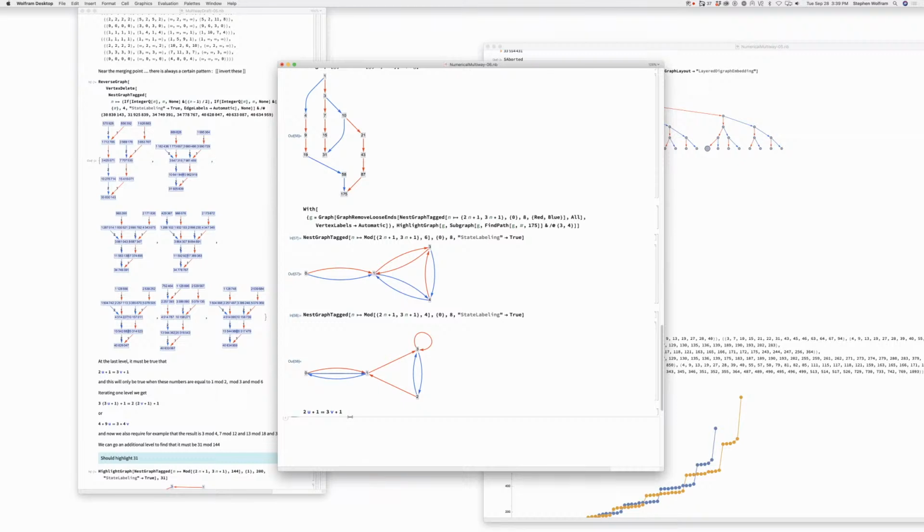Somebody's asking about NestGraphTag. No, we just wrote NestGraphTag. It'll be in the function repository. Vittoria is asking. We can send it out to people if somebody wants to play with it.